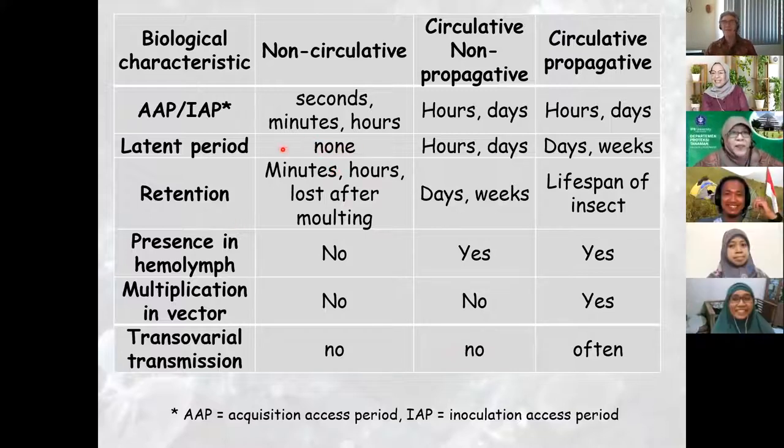The latent period: no latent period with non-circulative. No delay at all. Long latent periods with circulative transmission. Lost very quickly with non-circulative. Retained for a long time with circulative transmission.